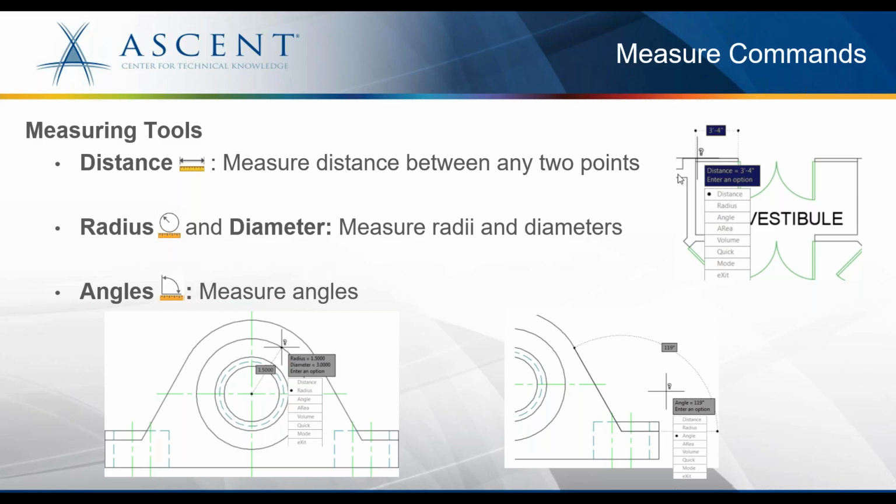It's a good practice to be using object snaps to select the precise points to measure, and that way the software will provide you with accurate measurements. Then we have the radius tool, which again, as the name specifies, is used to find the radius and diameter data for circles or arcs. Similarly, you have the angle tool, where you can find the angle between two lines.